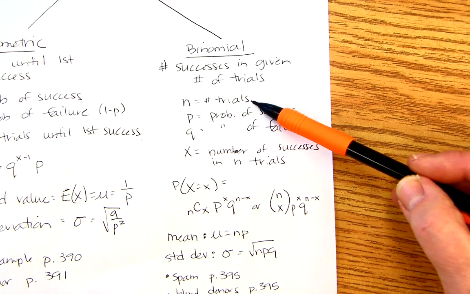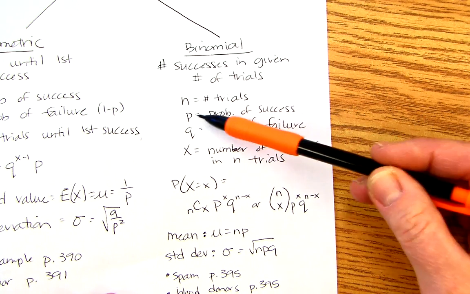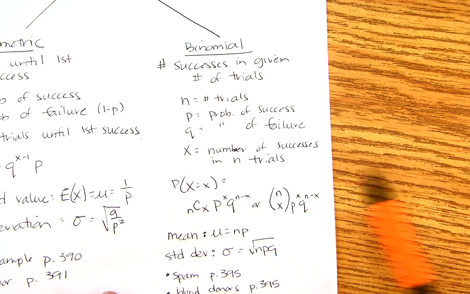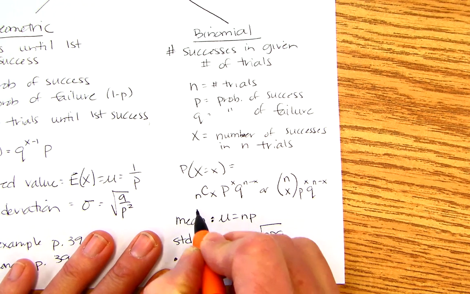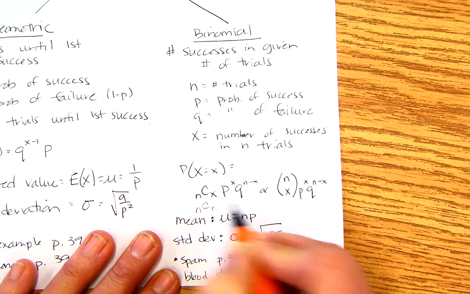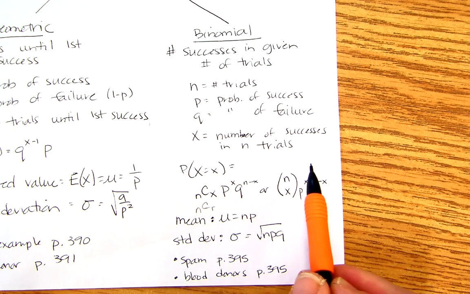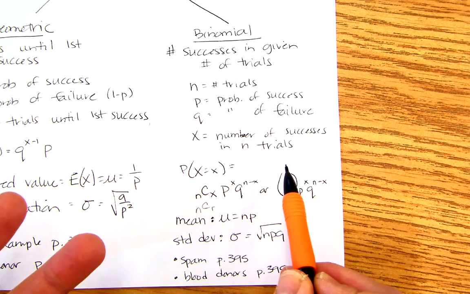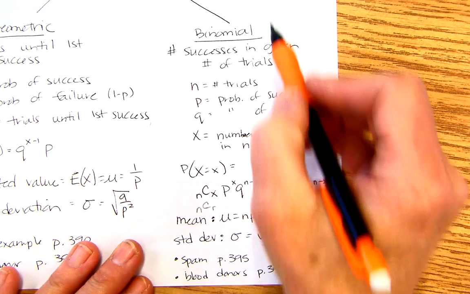In the binomial, now we have a certain number of trials, so that's N. Probability of success and failure is still P and Q. In this case, X represents the number of successes in a certain number of trials. nCx, you guys see this on your calculator as nCr. That is, suppose there's 100 blood donors, and I would expect 10 of them to be universal. That means how many different ways could I find 10 in 100?